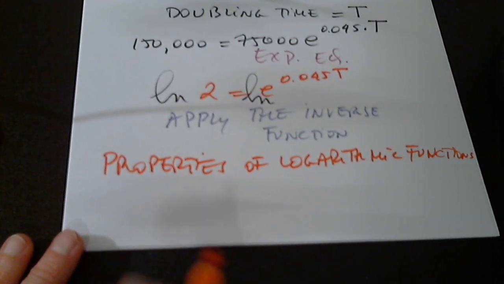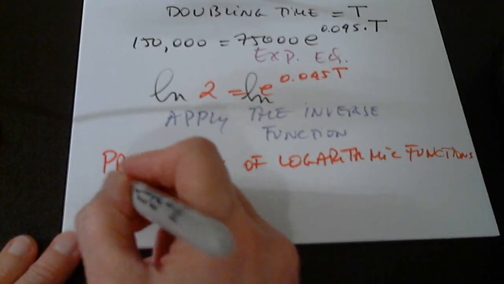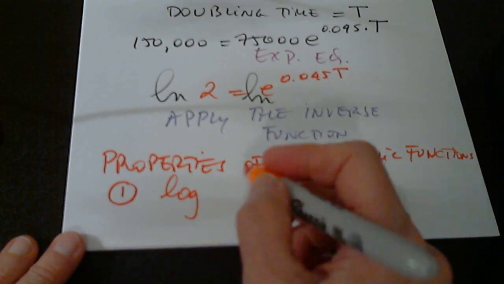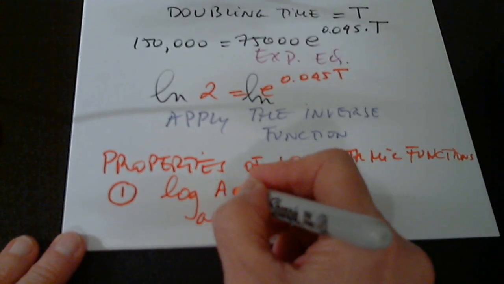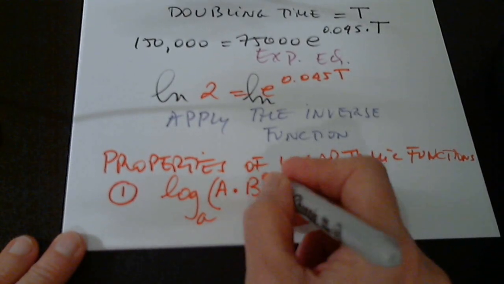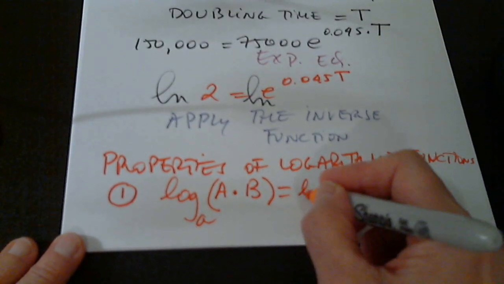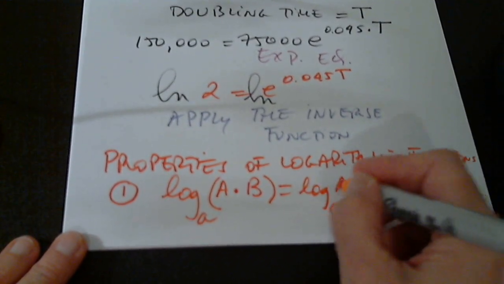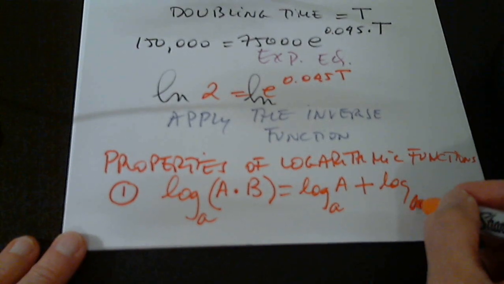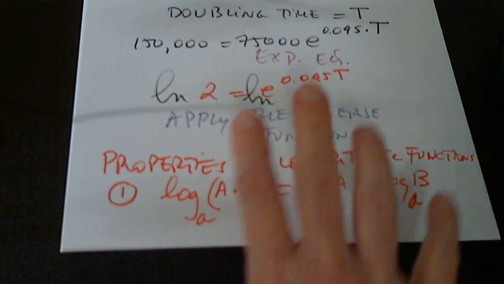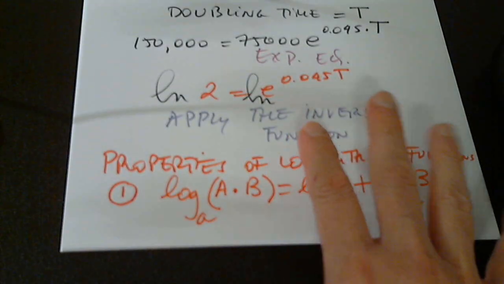Are the following. First property: log in any base a of b multiplied by c is the sum of the logs. Log in base a of b plus log in base a of c. So if I have a product, this is not the case. I'm going to get to the third property in a moment.